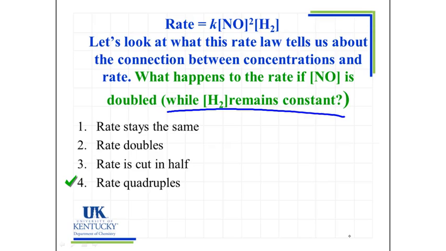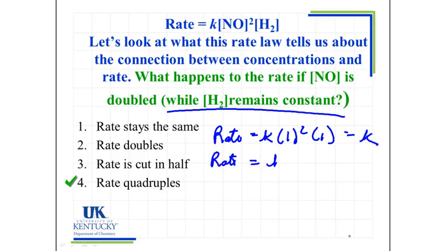Again, let's use some simple numbers. For experiment 1, we're going to use 1s in both places, and that would give me K. For experiment 2, we're going to put a doubling of the NO, but not change the H2, and that's going to give me 4K. So we see that quadrupling effect.